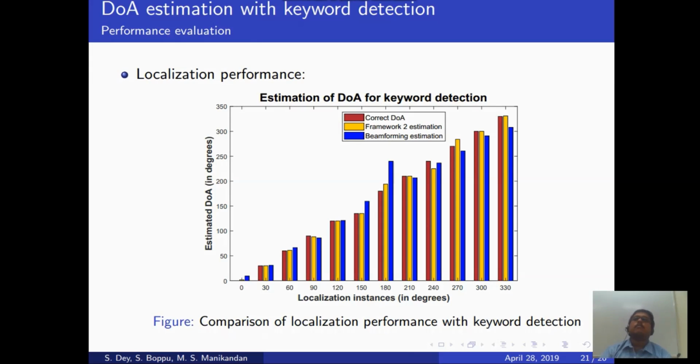This is the localization performance of our keyword detection and localization framework. The red bar denotes the actual direction of arrival. The yellow bar denotes the estimated direction of arrival of our framework and the blue bar is due to the delay and sum beamformer. As can be seen in the figure, the yellow bar and the red bar are more closely related as compared to the blue bar, which denotes that in the case of keyword detection and localization, our designed framework outperforms the standard delay and sum beamformer.